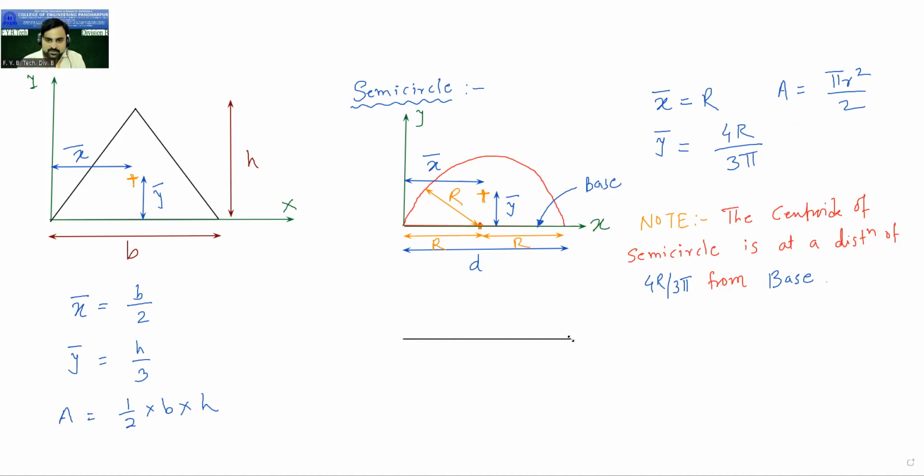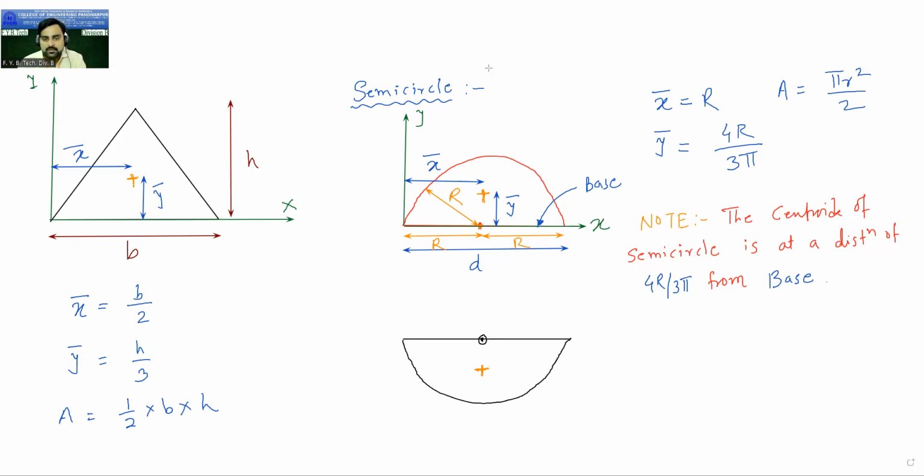Now suppose this is the base of the semicircle and now it is like this. Now this is the semicircle. This is your center point where you can keep the compass and draw this semicircle. And then the centroid of the semicircle on this line will be somewhere here. This is the centroid point of the semicircle. And now we want to locate its x bar and y bar.